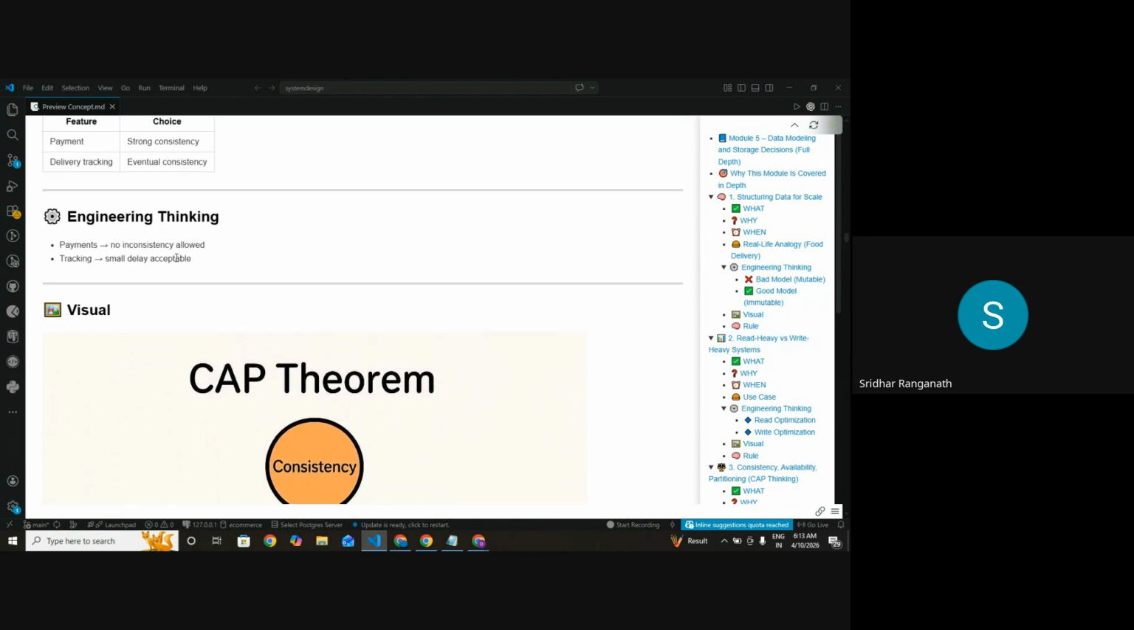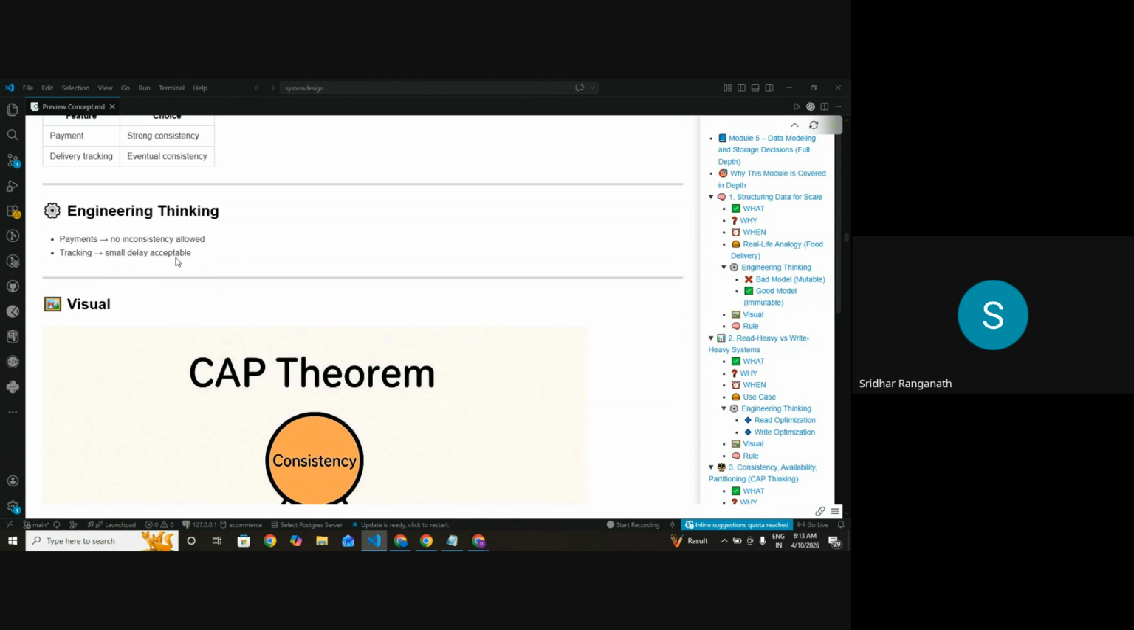Okay. Engineering thinking, payments. No inconsistency allowed. Oh, inconsistency, I was reading it as consistency and was wondering what this was. So no inconsistency allowed. Definitely not allowed. Small delay acceptable. Acceptable. Correct.